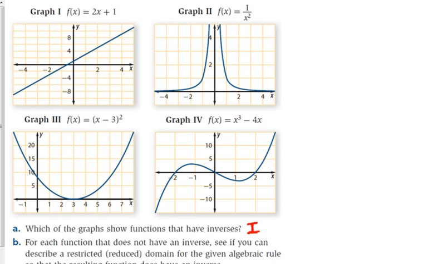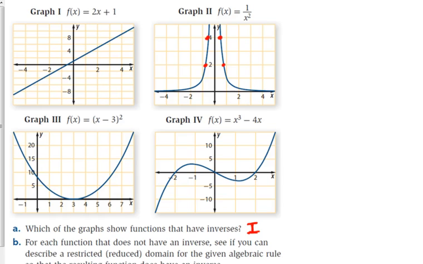How about graph two? No, okay? We can look at positive 4. There are two x values that map to positive 4, or 2. There are two x values that map to the same y. So graph number two, that function, 1 over x squared, its inverse is not a function. How about graph 3? No, same deal. Graph 4?